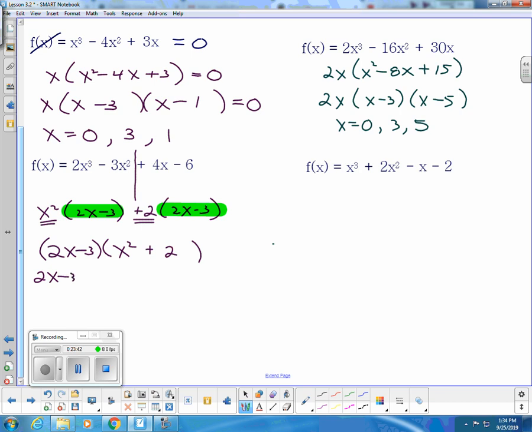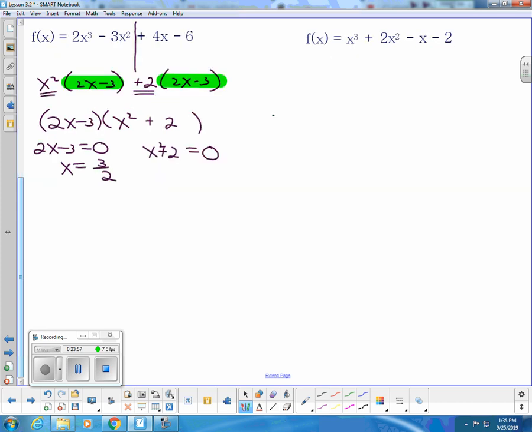So 2x minus 3 equals 0. We're going to add 3 and divide by 2. So it's x equals 3 over 2. X squared plus 2 equals 0. Now, whether you recognize it right now or not, that's impossible. X squared, the lowest it can be is 0, so you already have it up to 2. Can't go any lower than 2.